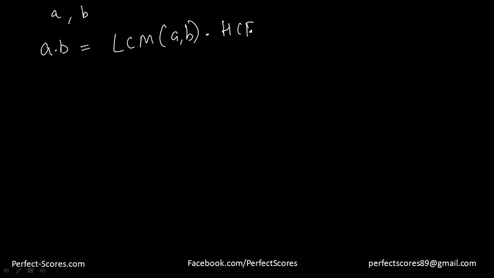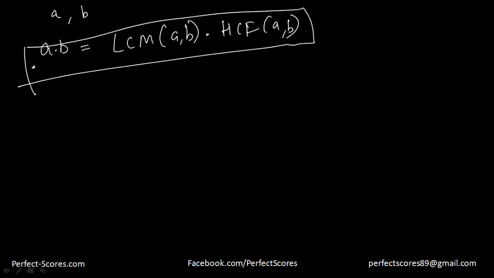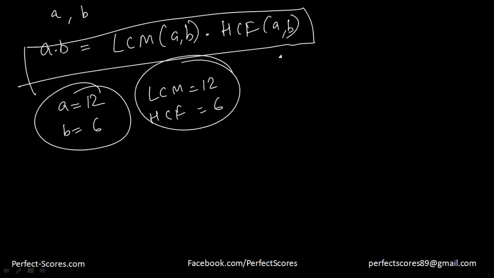Another point that I want to raise is that if I have two numbers, let's suppose A and B, the product of the two numbers is equal to the LCM of the two numbers times the HCF of the two numbers. So this is a very, very important expression, that is, the product of two numbers is equal to the product of their LCM and their HCF. Let's say, for example, I pick up two numbers, A is equal to 12 and B is equal to 6. So the LCM of these numbers is 12 and the HCF of these numbers is 6. So as you can see, A into B is equal to LCM into HCF.